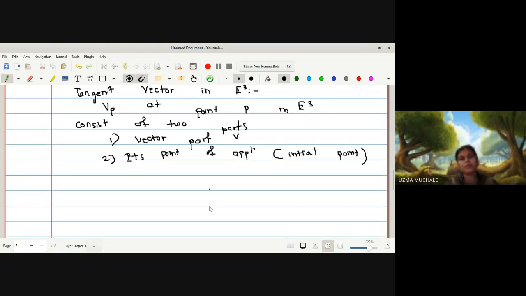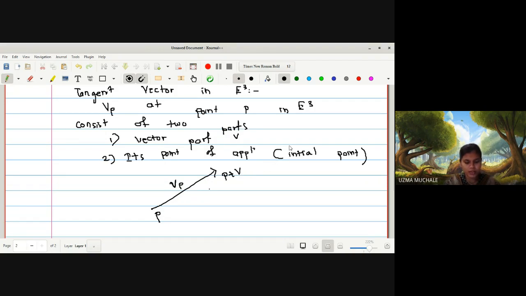A tangent vector VP at a point P in E3 consists of two parts. The first one is a vector part, the second is a point of application. Okay, so actually I will draw this. Suppose this is a point of application, say P, and suppose it has some vector part, say V. So here it will be P plus V, and it is denoted by V suffix P. We should always picture a vector VP as the arrow from P to P plus V.